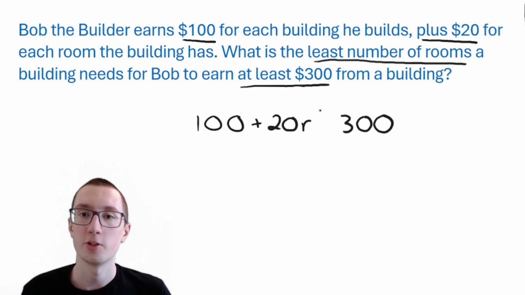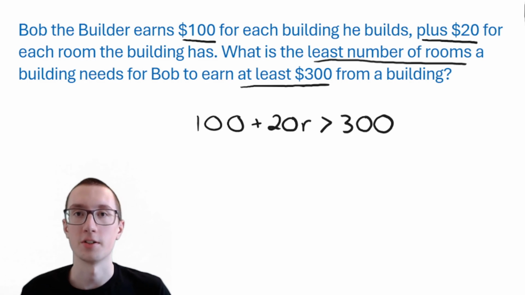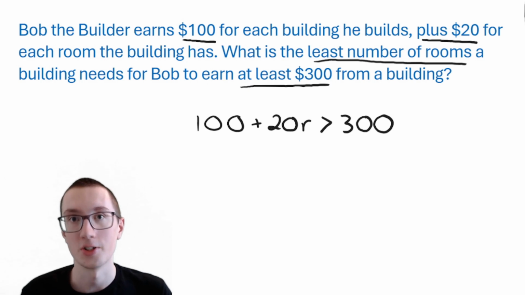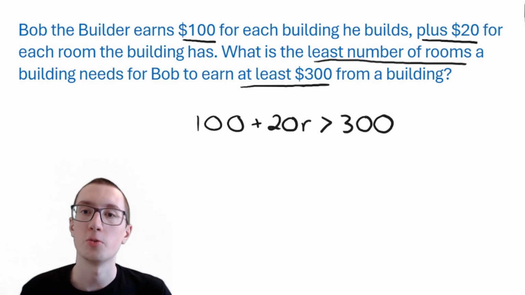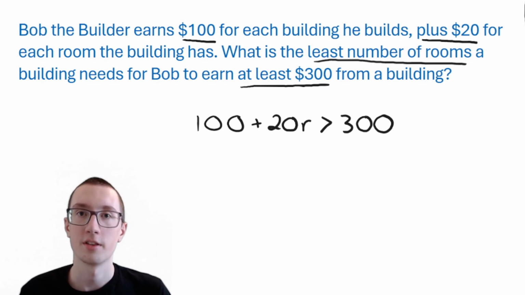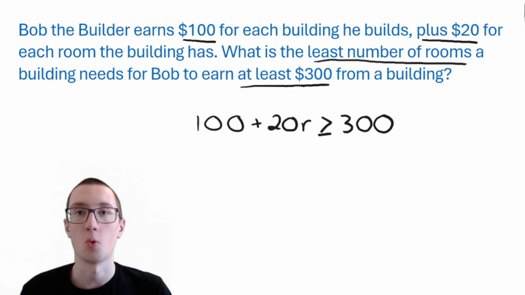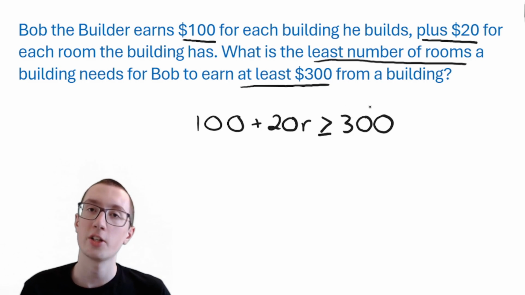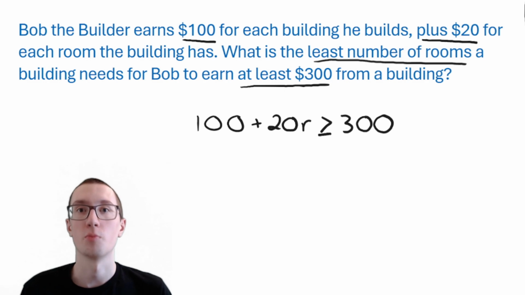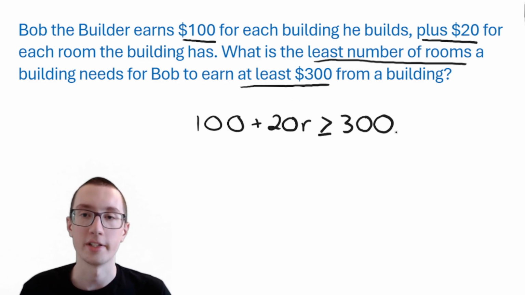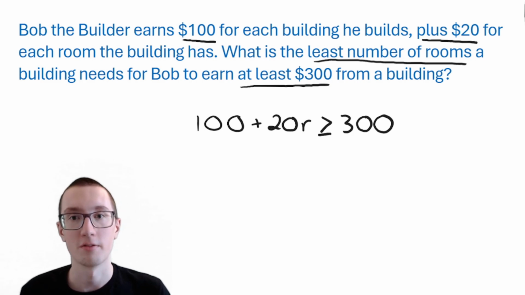Well, first of all, I know that this would be greater than because he wants to earn more than $300, not less than $300. But do you think 300 is also included in this? Yes, because if he earns exactly $300, then he'll be happy he earned at least $300. So this isn't just greater than, we also have to put the line underneath, which means or equal to. If he earns exactly $300, he'll be happy. If he earns more than $300, he'll also be happy. So now we have ourselves an inequality that we can solve using our normal math stuff.